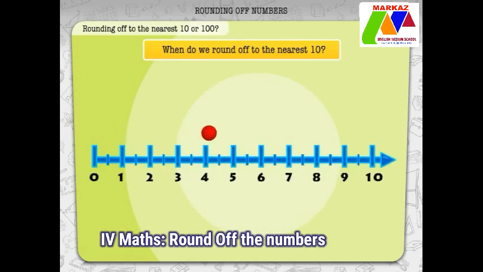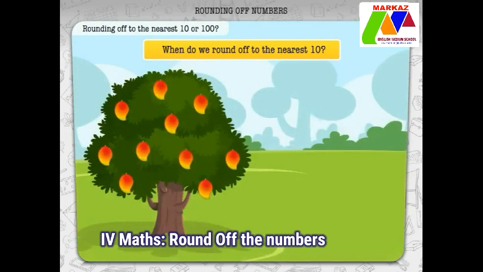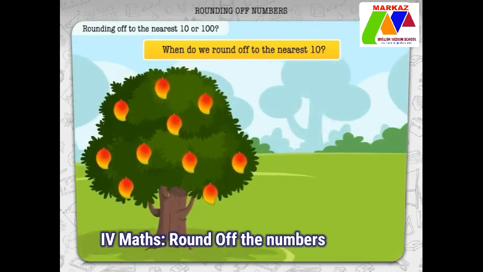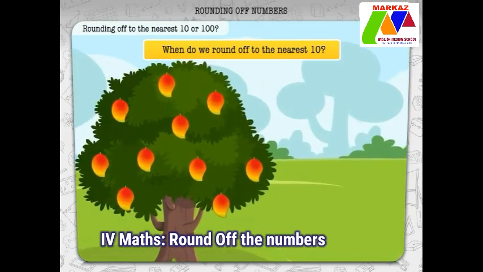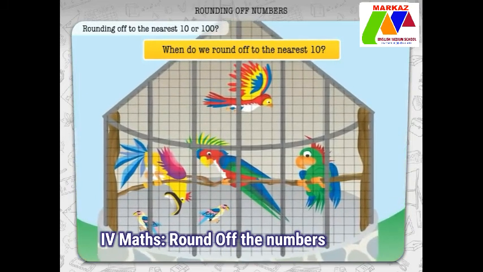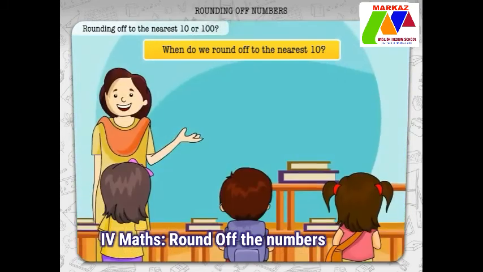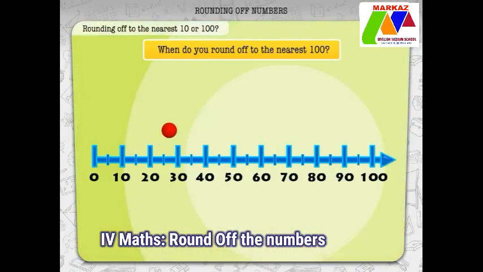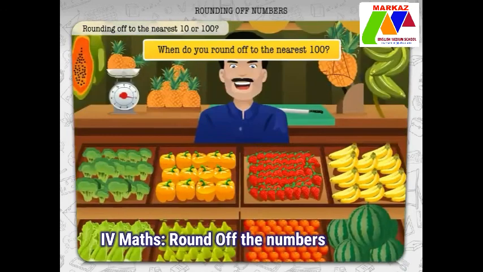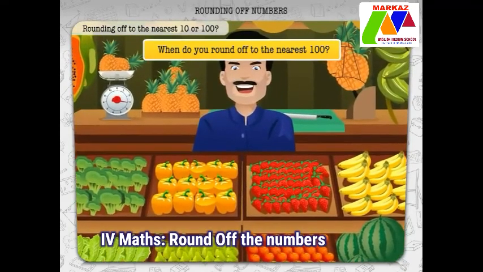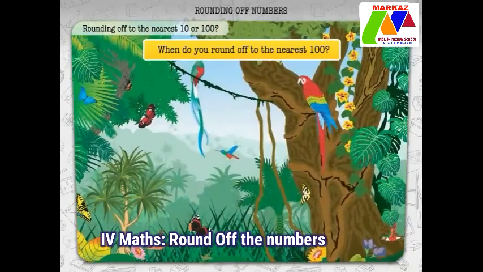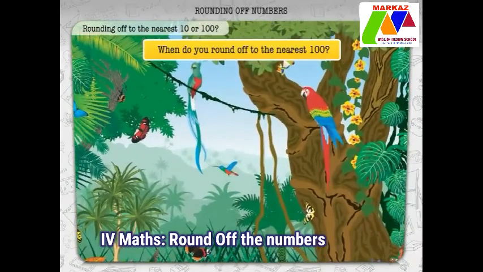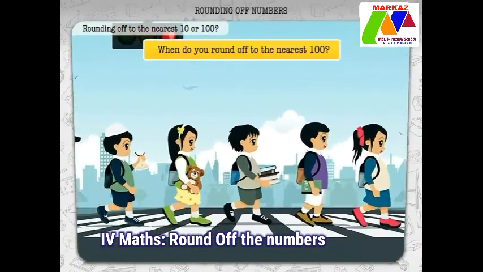When do we round off to the nearest 10? Take a look at these examples. The number of fruits in a tree. The number of birds in a cage. The number of students in a class. When do you round off to the nearest 100? The number of fruits in a market, the number of birds in a forest, the number of students in a city.